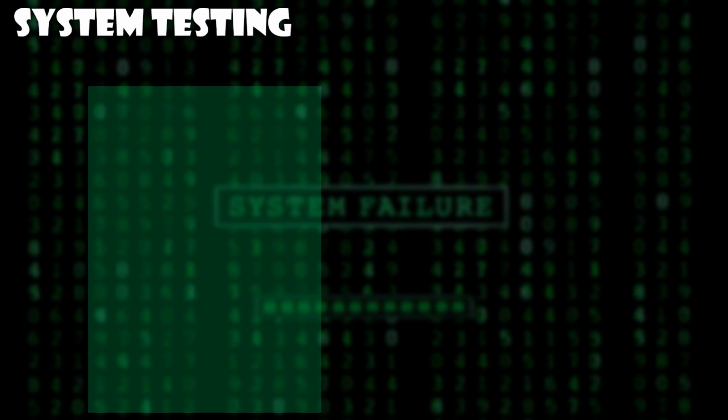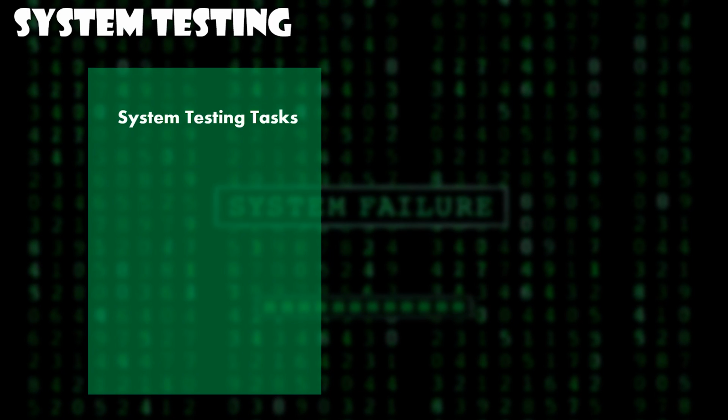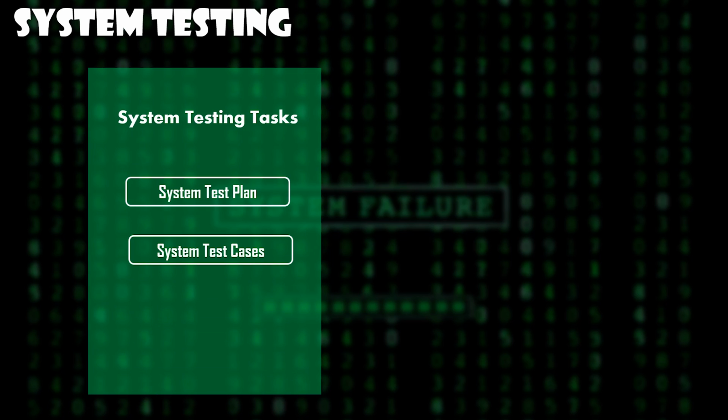Now, again, the system testing also has certain tasks such as the system test plan, where we prepare, review, rework, and form the baseline. And next up, we have the system test cases, where we prepare, review, rework, and form the baseline as well. And then finally, perform the system test.